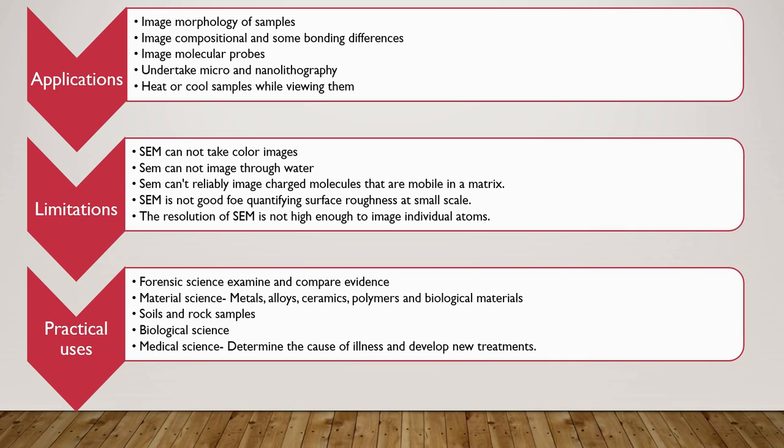Next is SEM cannot image through water. Next limitation is the SEM cannot reliably image charged molecules that are mobile in a matrix. For example, some species are volatile under the electron beam because the negative electron beam exerts a force on charged material. Next is SEM is not good for quantifying surface roughness at small scale.